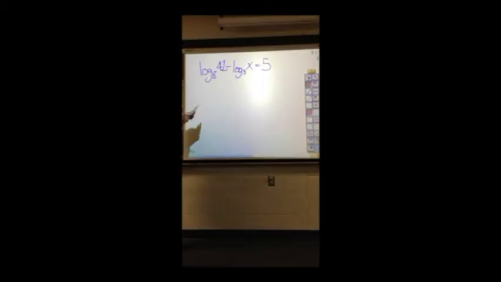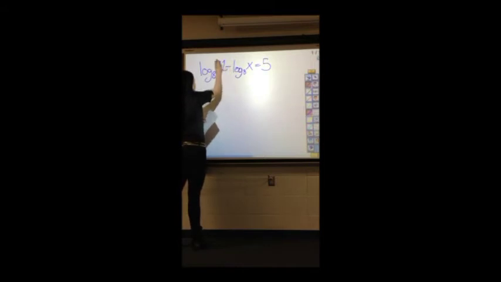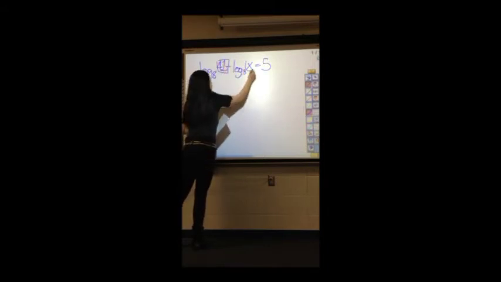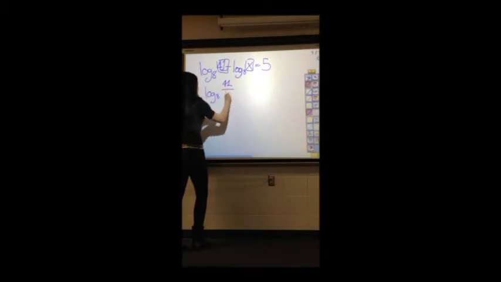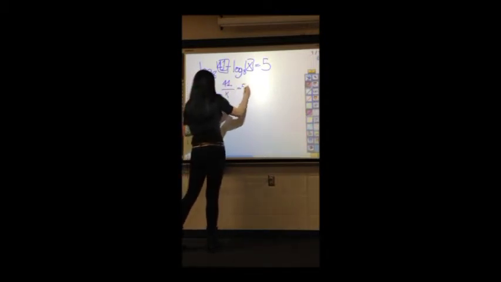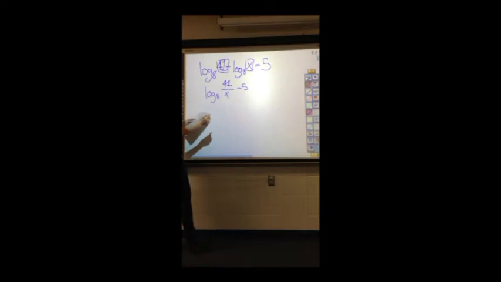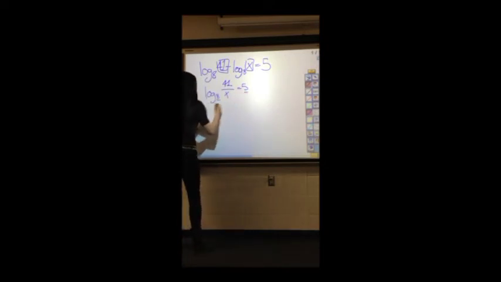Solving for x using logarithms in exponential form. When logs have the same base and are subtracting, you take this part and turn it into a fraction. So it'll be log base 8, 41 over x equals 5. And then from there, you're going to turn it into exponential form, which is where you take the 8 and make it to the power of 5 equals 41 over x.